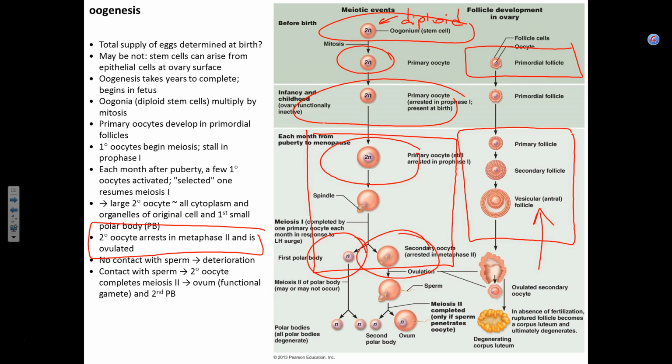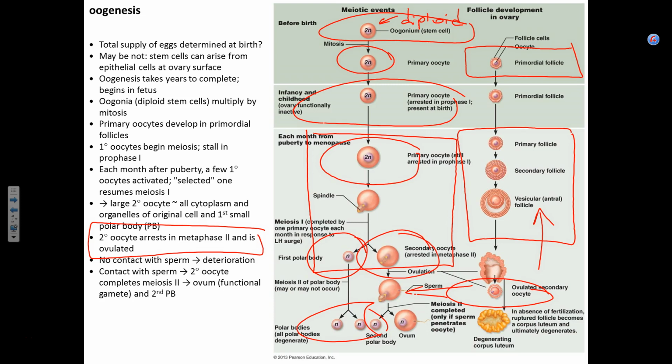And this is secondary oocyte, and secondary oocyte is ovulated. This is something I want to highlight for you. It's not an egg. You see, the cell did not complete meiosis 2 just yet. So upon ovulation, you now have the secondary oocyte here, and you have 3 polar bodies. Does that make sense?